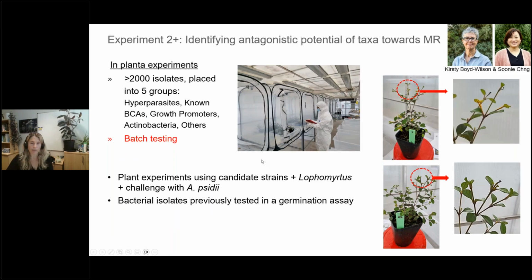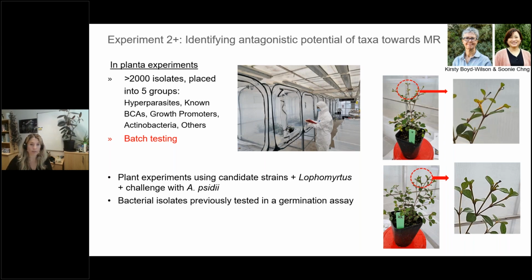So we carried on with this. We had our 2,000 odd isolates placed into the 5 groups, and we decided to undertake some batch testing. We do this batch testing in a PC2 environment. So you can see, I think that's Kirsty, not sure, it could be Suni, standing there in front of our little humidity tents, looking at the plants and scoring the rust severity.